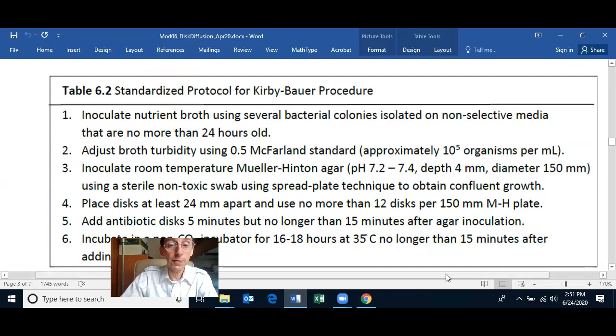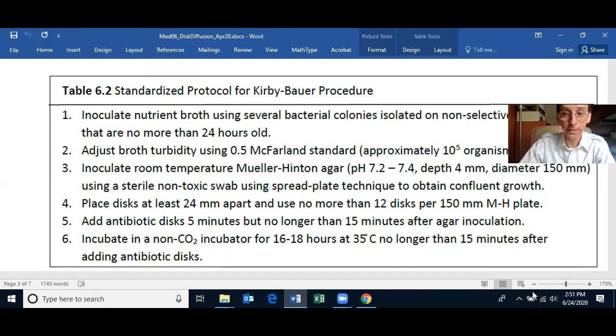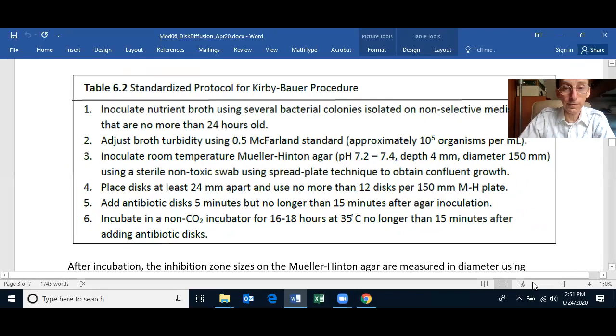So to run the Kirby-Bauer test, you need to standardize your test. You standardize it so that when two different people in the world in different places run it, you will get similar results. You don't want to run the Kirby-Bauer test and, I don't know, penicillin G gives a very large zone of inhibition the first time, and someplace else in the world, like Rome, Italy, the Kirby-Bauer test gives a very small zone of inhibition. So you want to keep the variables standard so that your results will be similar.